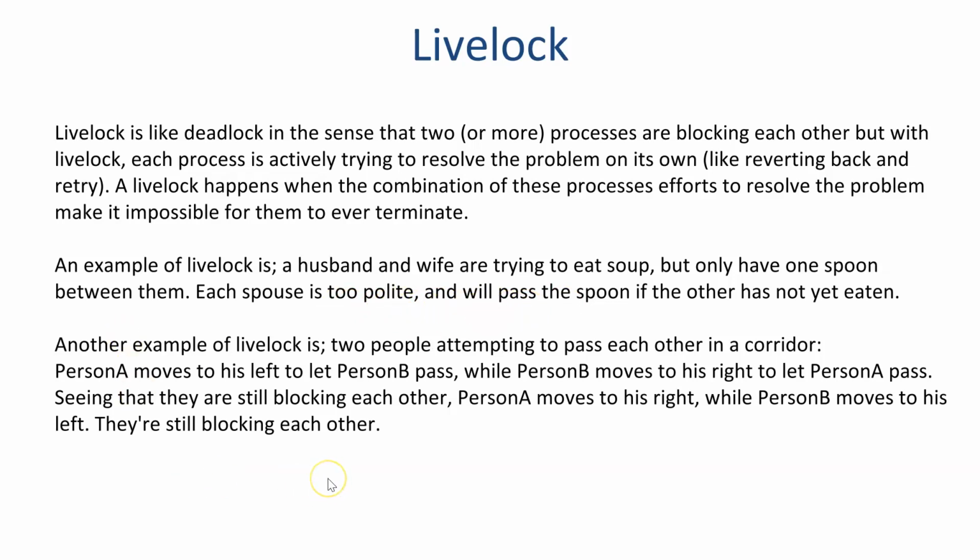Another example of livelock is two people attempting to pass each other in a corridor. Person A moves to his left to let person B pass, while person B moves to his right to let person A pass. Seeing that they are still blocking each other, person A moves to his right, while person B moves to his left, and they are still blocking each other. So they are actively doing something. They are trying to unblock each other, but they are stuck, though they are actively doing something. And that's a situation of livelock.